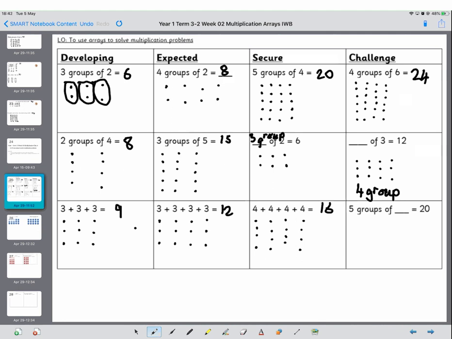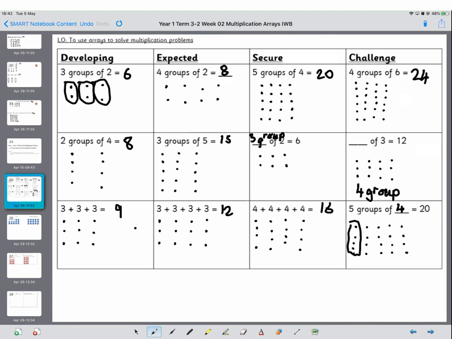So we need to make our groups of 5. 2, 3, 4, 5. 5 groups, that's one group. So that's one group of 5. 2 groups of 5. 3 groups of 5. Because it doesn't actually matter which way around it is. So we've got 5 groups, and in each group is 4. Well done, you one. I bet you did brilliantly.